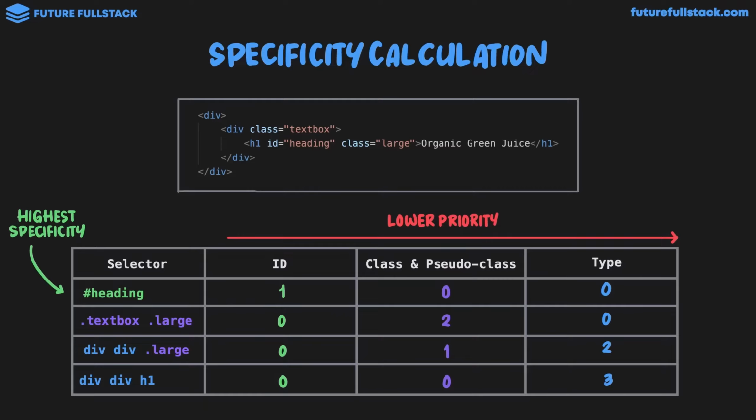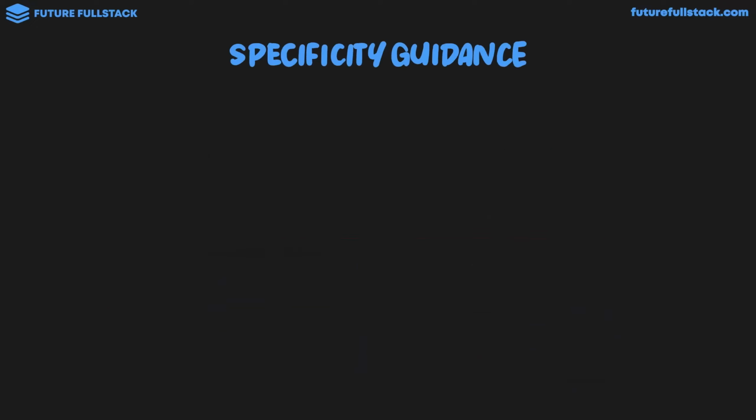But the biggest number doesn't matter, because the type is like goal difference. It isn't such an important number compared to an ID, which is like a win. So let's finish up by talking about some specificity guidance. Long story short, don't worry too much about it.